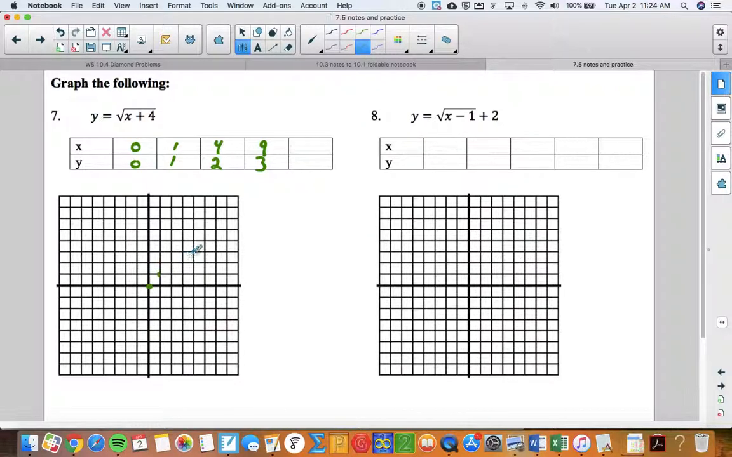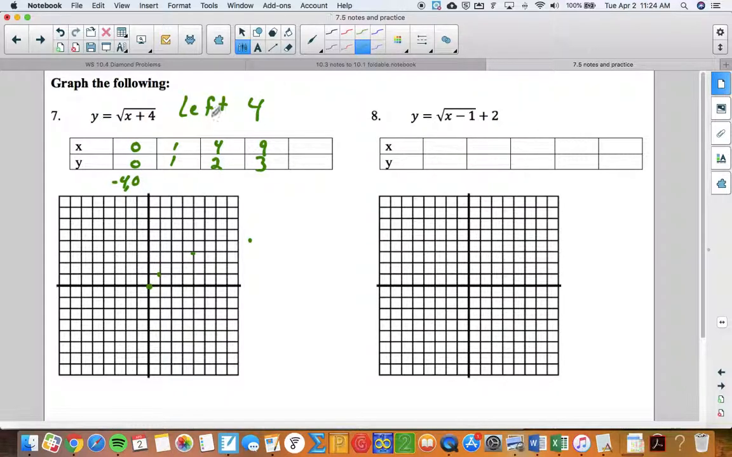You don't actually technically have to graph it. It's not in the directions, but it might be the easiest process, so we can see where the graph is trending. But now realize that this is going to send us to the left 4, this adding 4 within the square root. So we're not going to have 0, 0. We're going to have negative 4, 0.